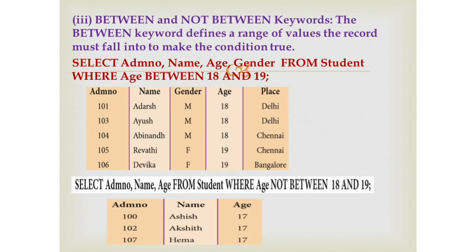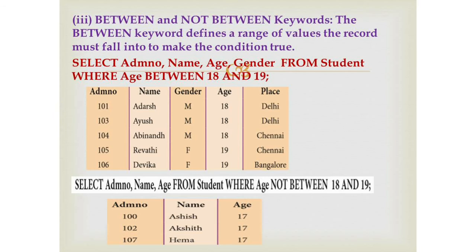Clear? Now we'll see about between and not between keywords. The between keyword defines a range of values the record must fall into to make the condition true. The range may include an upper value and a lower value between which the criteria must fall. Between this to that, between lower value to upper value.